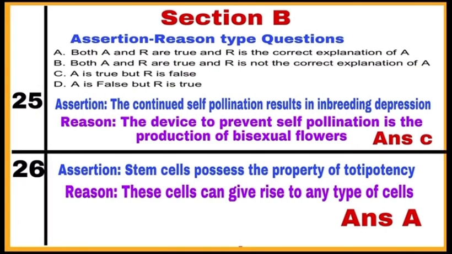This is section B having 24 questions and you have to attempt 20 questions out of these 24 questions. And also question numbers 25 to 28 are assertion reason type questions.